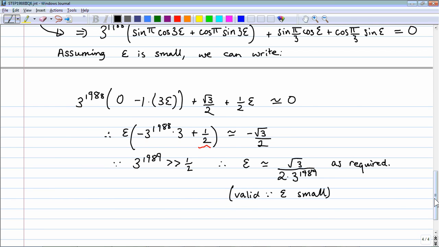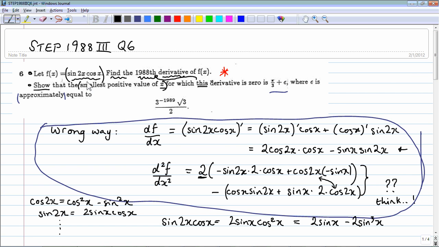So a slightly unusual question. Only 2 parts. Very little in the way of hints. And I think the main thing is just to hunt around a bit, look for the easiest way by considering different forms of the same function.